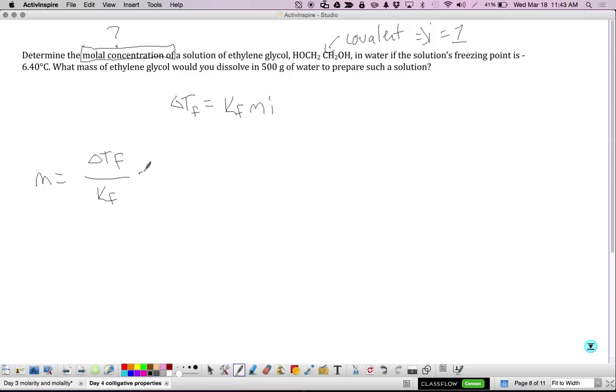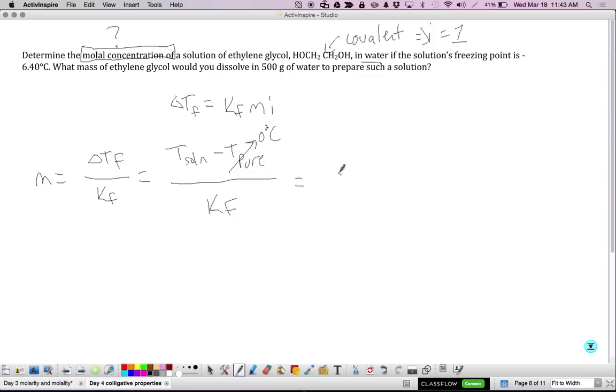All right, delta TF is T solution minus T pure over KF. All right, of a solution of ethylene glycol in water, okay, so we're talking about water here. So we know that T pure is going to be 0 degrees Celsius. So really what I just have is T solution over KF.